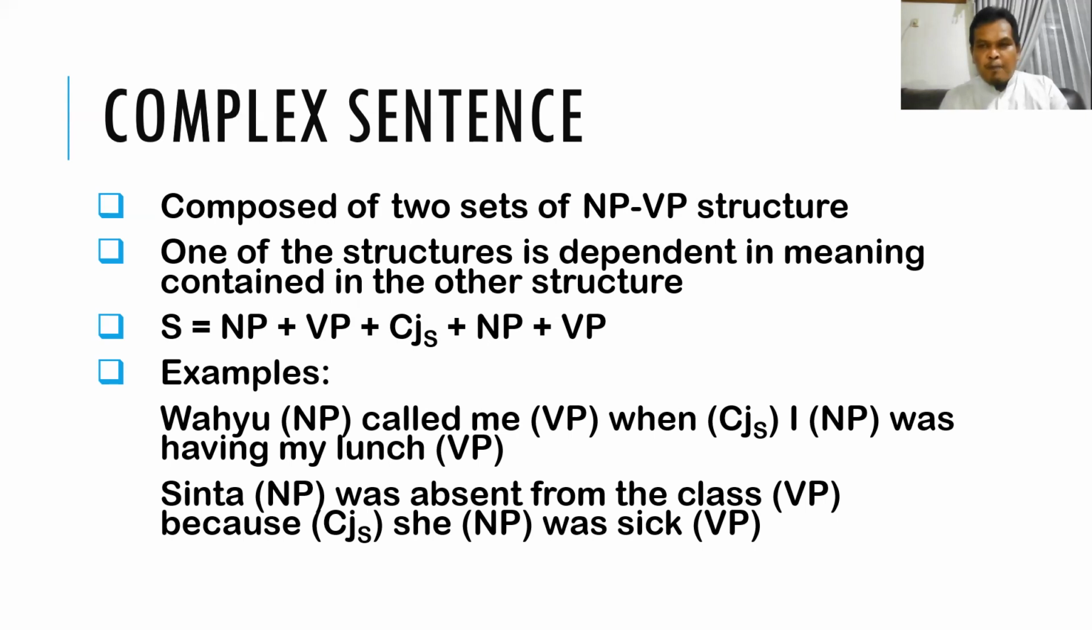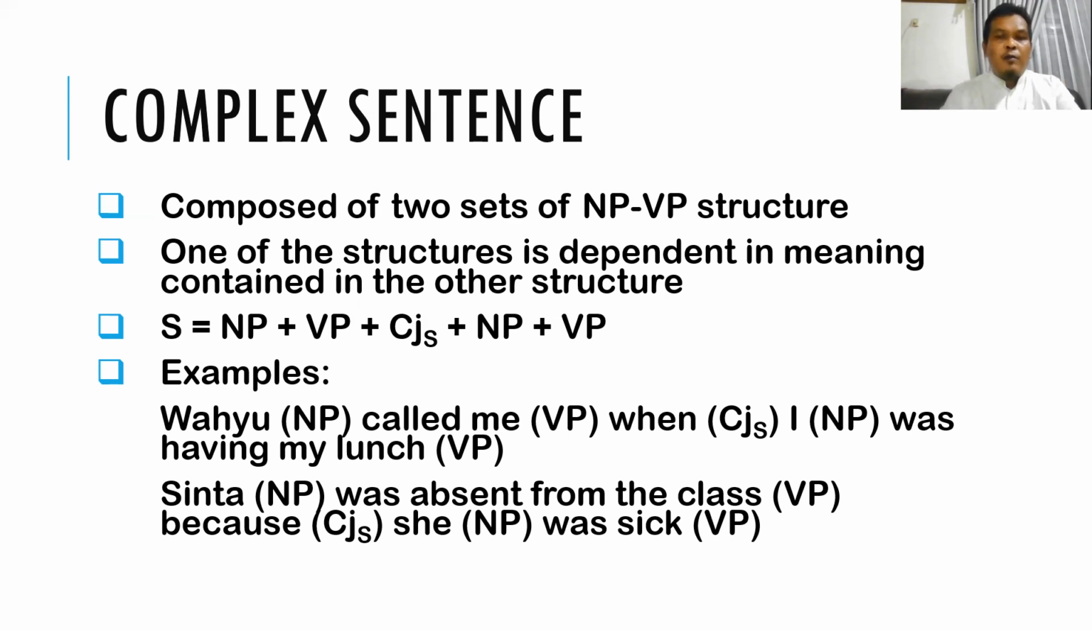Okay, maybe you have been exposed to the term independent and dependent clause. So we can say that in a complex sentence, one of the clauses is dependent and the other clause is independent. And the meaning of the dependent clause depends on the meaning of the independent clause. That is a complex sentence. But in compound sentence, both of the clauses are independent. Their meanings are not dependent on the other clause.